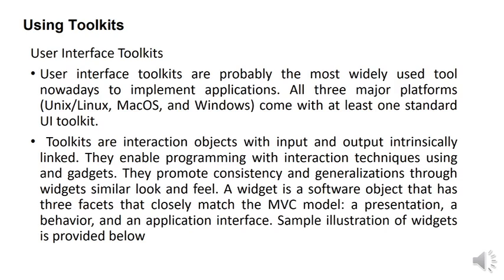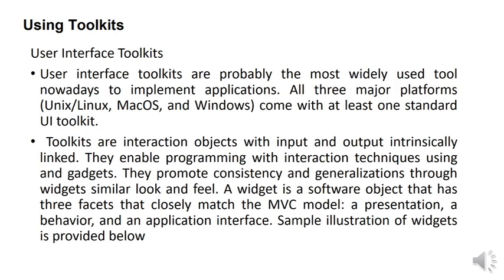All three major platforms, Unix/Linux, Mac, and Windows, come with at least one standard user interface toolkit. Toolkits are interaction objects with input and output intrinsically linked. They enable programming with interaction techniques and gadgets. They promote consistency and generalization through widgets, with a similar look and feel.